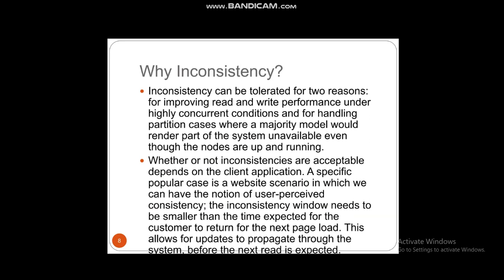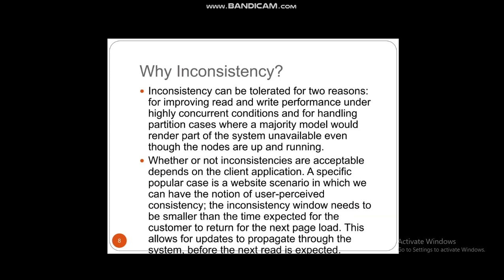Why inconsistency? Inconsistency can be tolerated for two reasons: for improving read and write performance under highly concurrent conditions, and for handling partition cases where a majority model would render part of the system unavailable even though the nodes are up and running. Whether or not inconsistencies are acceptable depends on the client application.